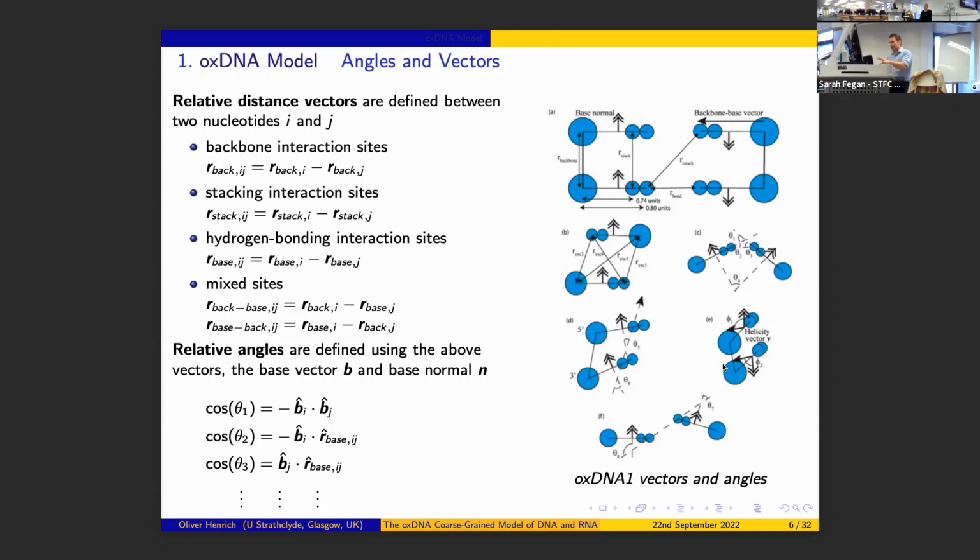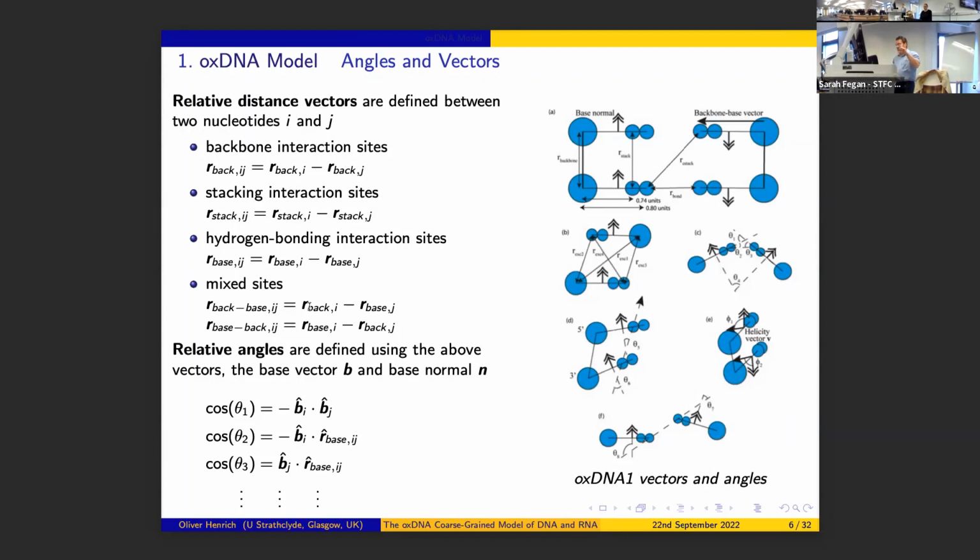But coming back to these relative distance vectors, don't get disturbed by the details here. If you just get the spirit of how it works, that would be more than enough. So you see, you can define relative distance vectors between these interaction sites. I call one back, the other stack, and then base, for obvious reasons. And then you've also got relative distance vectors that mix things up, for example, the distance between the backbone interaction site on nucleotide i and the base interaction site on nucleotide j. So these are also possible.